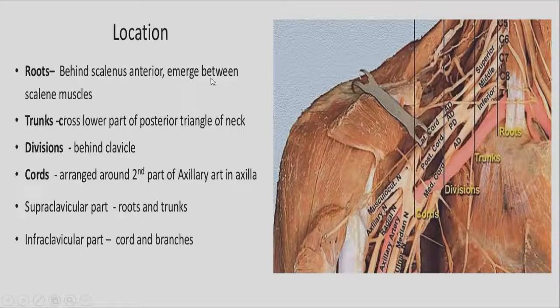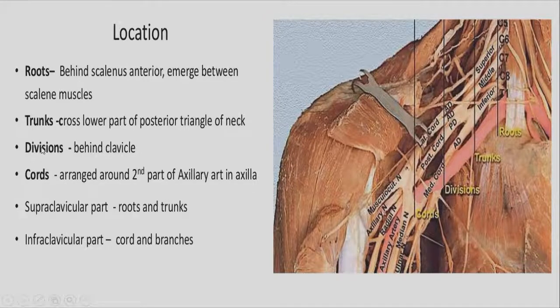So they just emerge between the scalene muscles. If you look at the trunks, they cross the lower part of the posterior triangle of the neck. The neck has two triangles: the anterior triangle and the posterior triangle. We are not doing head and neck here, so for this video, just know that the trunk crosses the lower part of the posterior triangle of the neck.